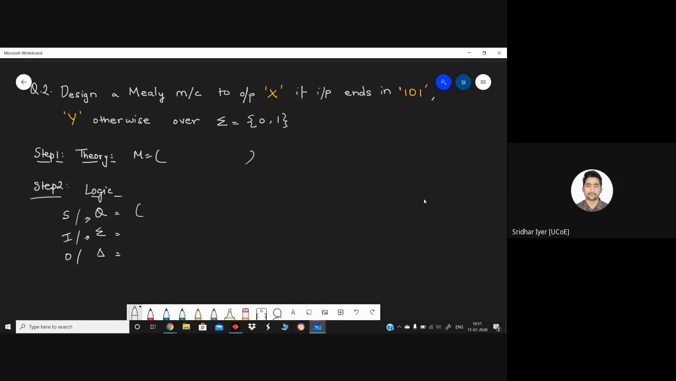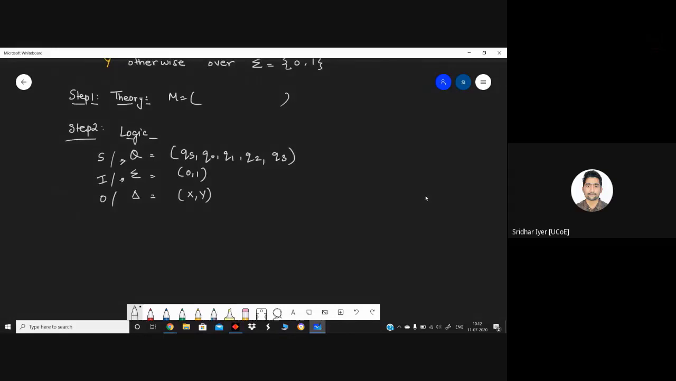We are having five states, so simply write the states QS, Q0, Q1, Q2, and Q3. What are the inputs? Inputs are 0 and 1. Okay, so write them over here. And delta. What is delta? Delta is the output. We are having only two kinds of outputs, either X or Y. Okay, clear? So step two is done. What about step three? Step three is the most important step. That is the table, transition table, or implementation in short, because we have to write both the tables in this step only. Third step is implementation.